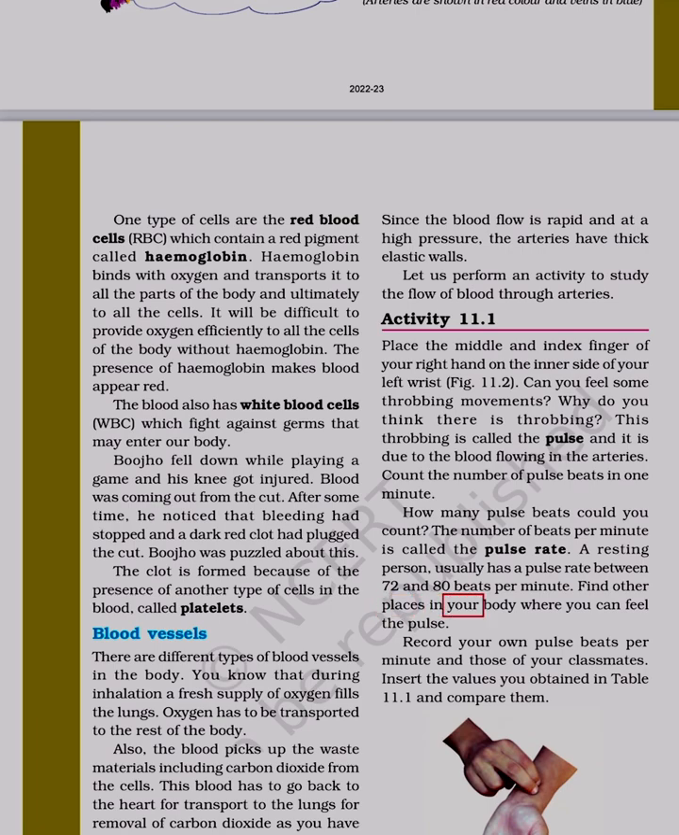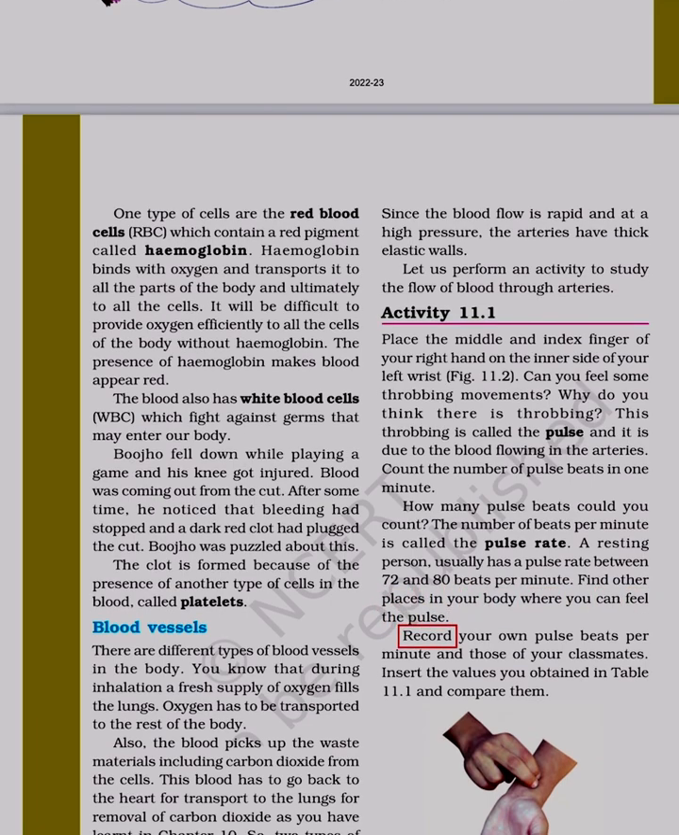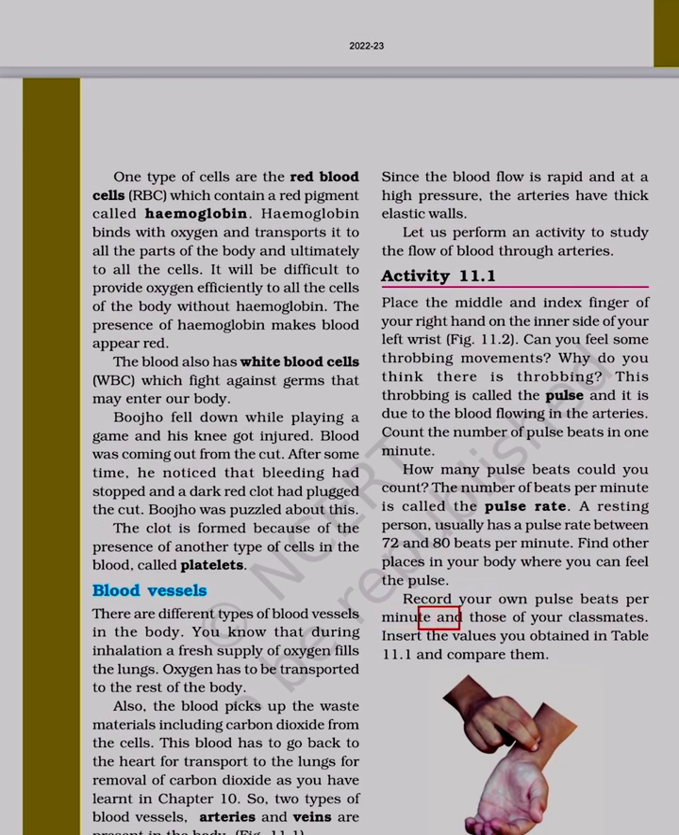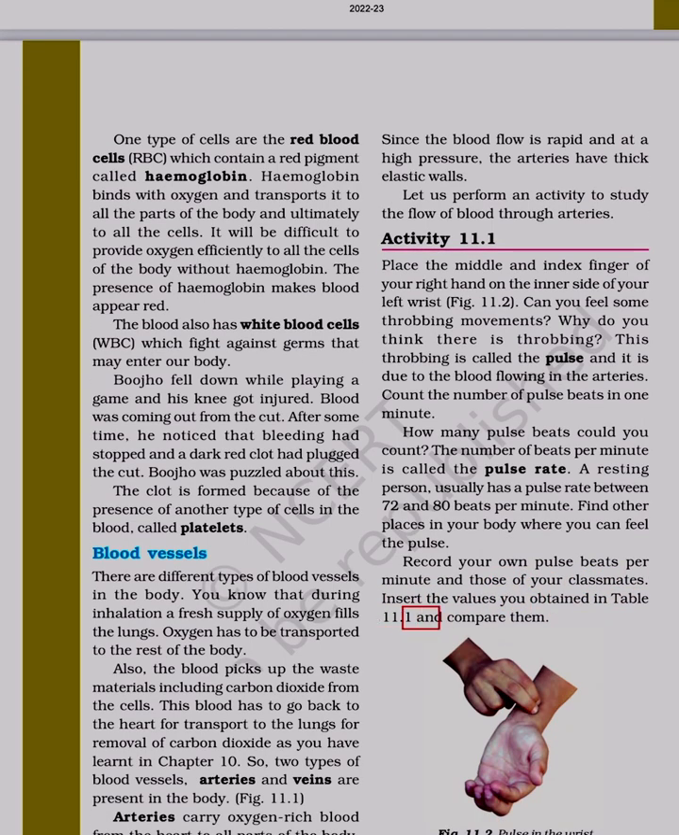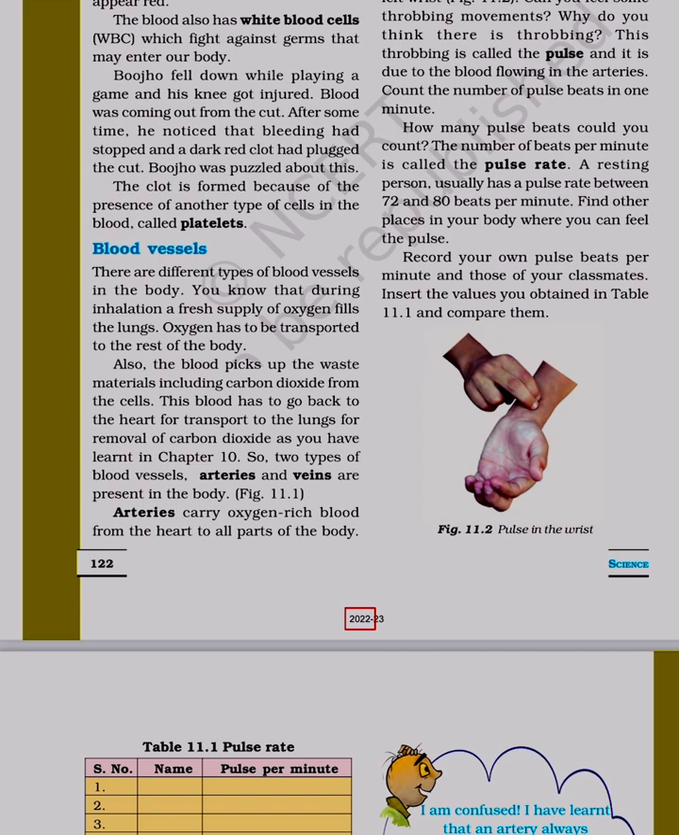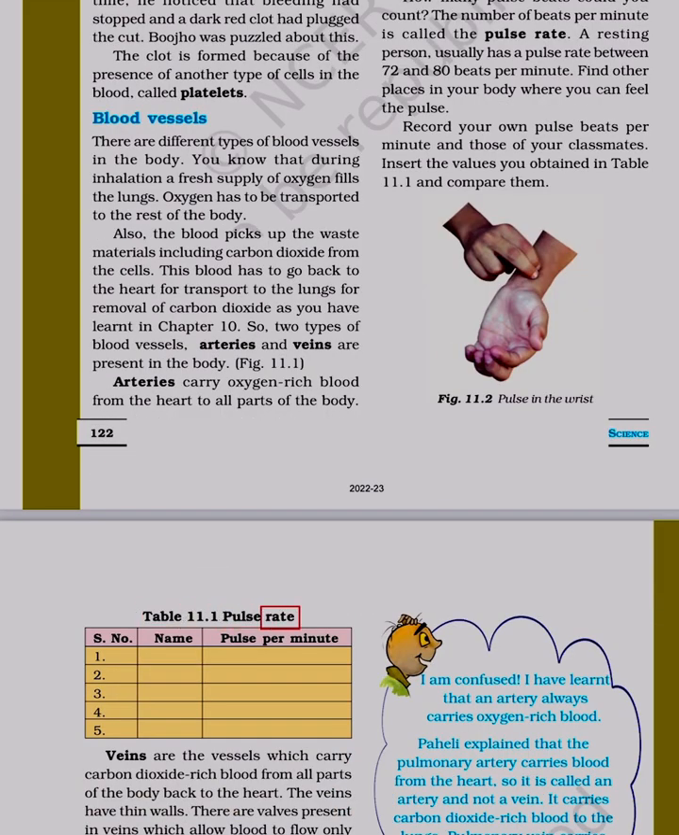Find other places in your body where you can feel the pulse. Record your own pulse beats per minute and those of your classmates. Insert the values you obtained in table 11.1 and compare them. Figure 11.2 Pulse in the wrist. Table 11.1 Pulse rate.